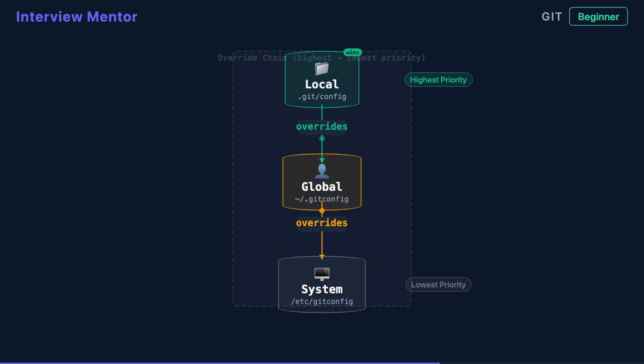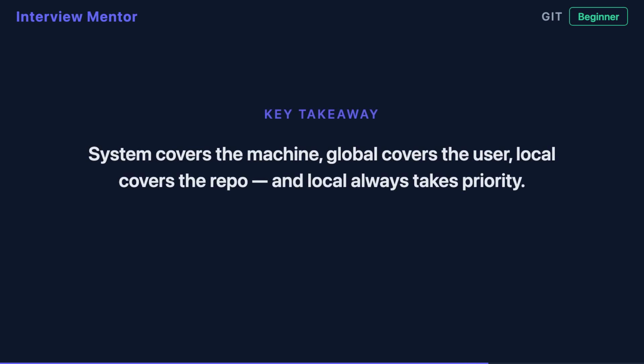And here's the key precedence rule. Local overrides global, and global overrides system. The most specific scope always wins. System for the machine, global for the user, local for the repo, and local always wins.